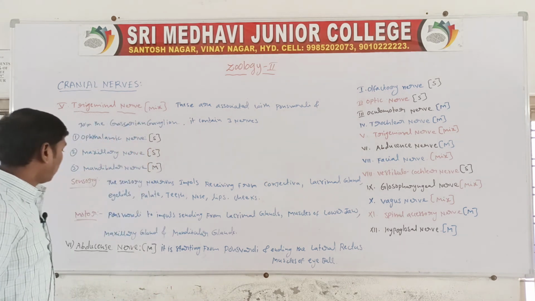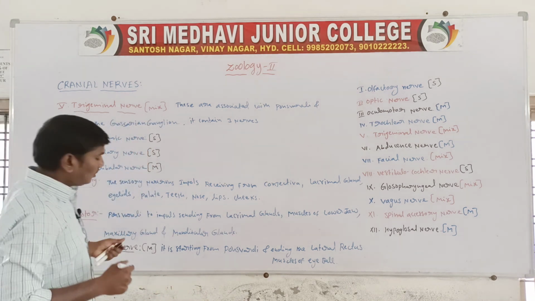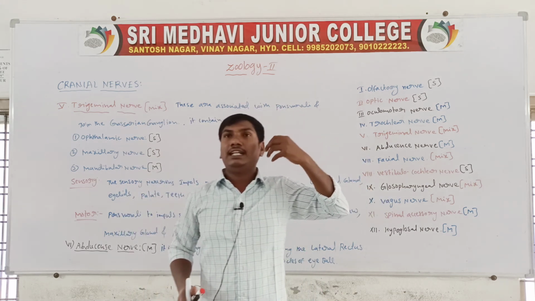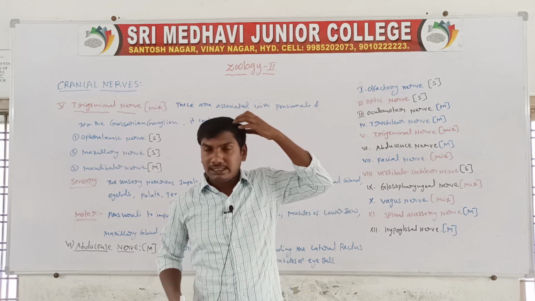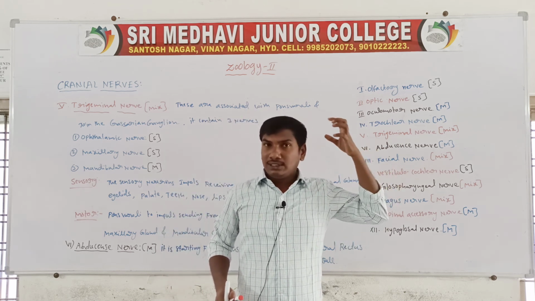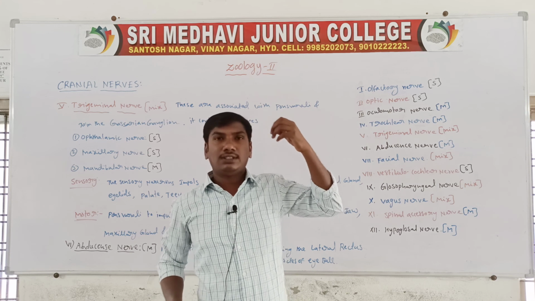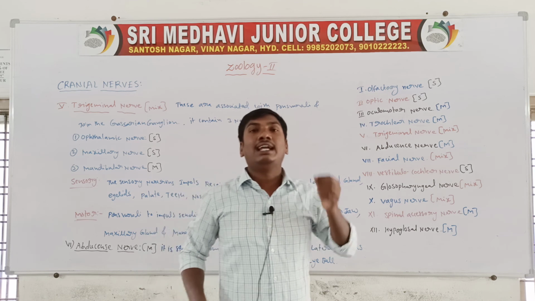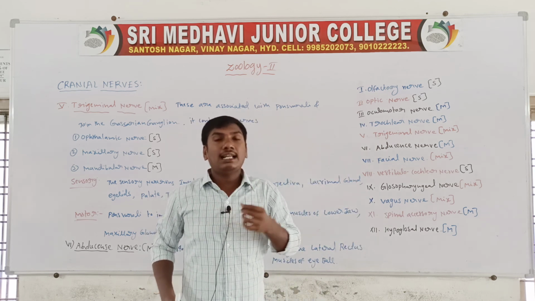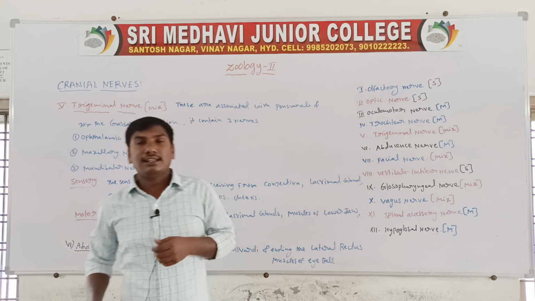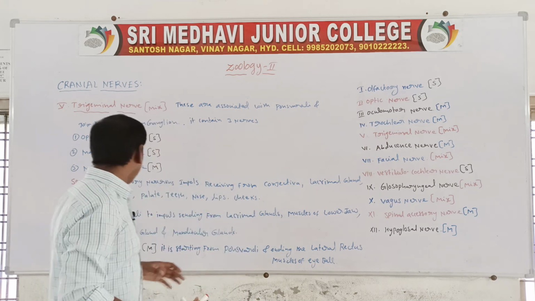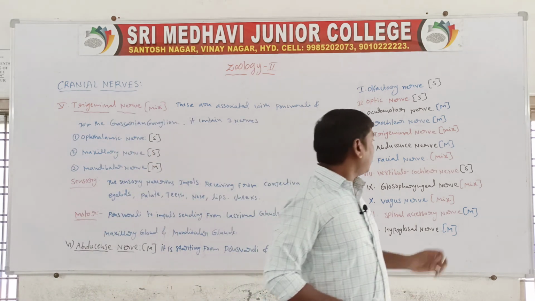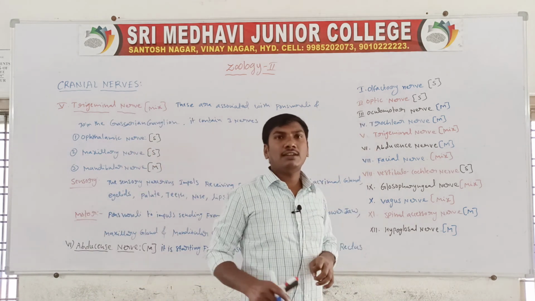So these are motor neurons. Motor neuron means they start from the central nervous system and end at the organs. The abducens nerve starts from the pons varolii and ends at the lateral rectus muscle of the eyeball. Next one, seventh one, facial nerve.